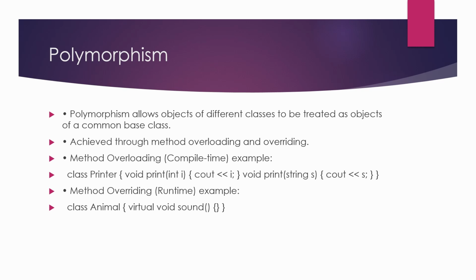Polymorphism allows us to treat objects of different classes as objects of a common base class. This is achieved through method overloading and overriding. Overloading happens at compile time, while overriding occurs at runtime. For example, in method overloading, we can have multiple methods with the same name but different parameters. In method overriding, a subclass provides a specific implementation of a method defined in a superclass.